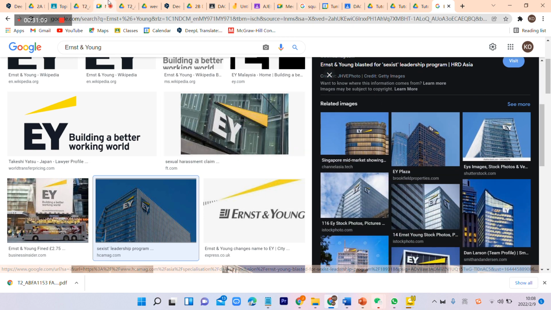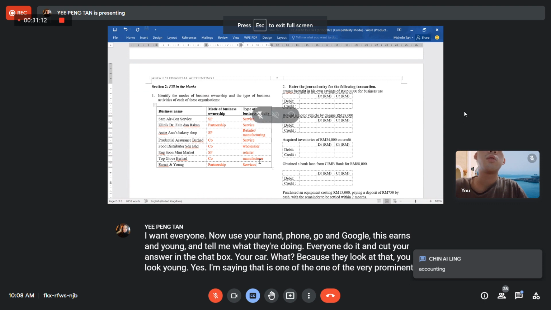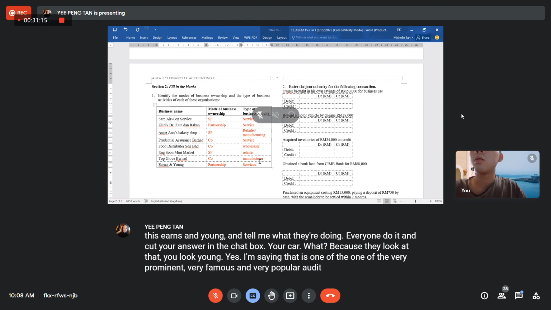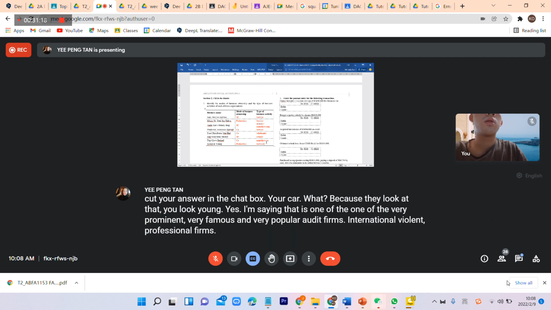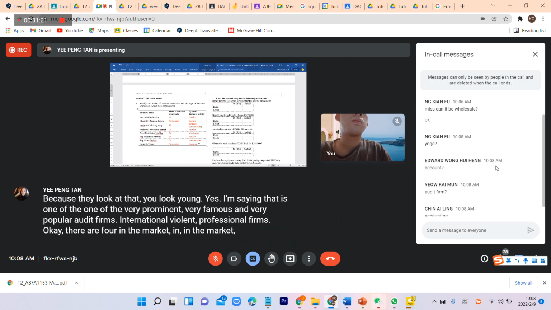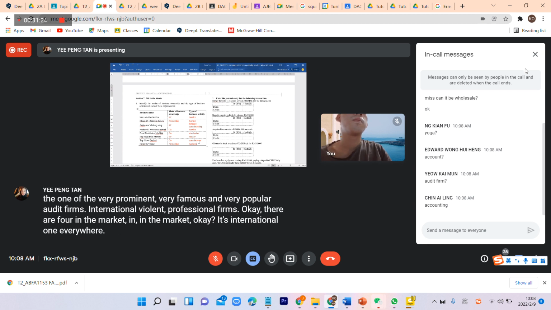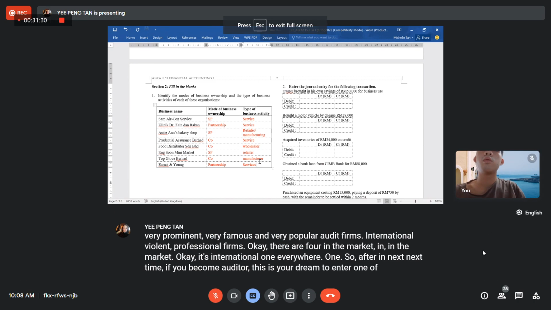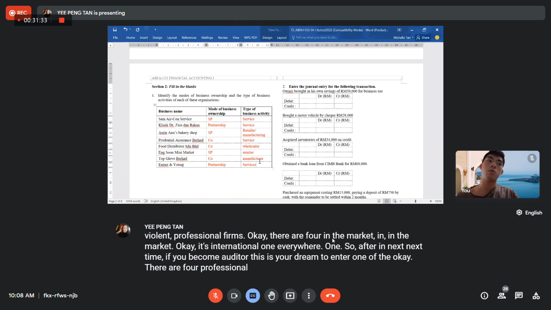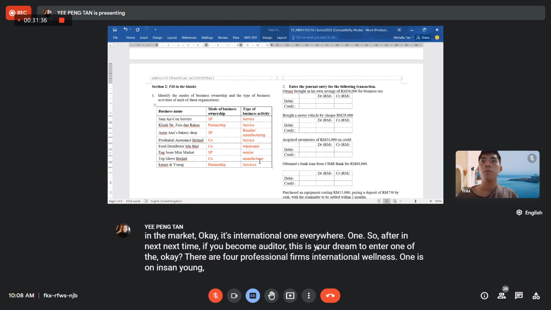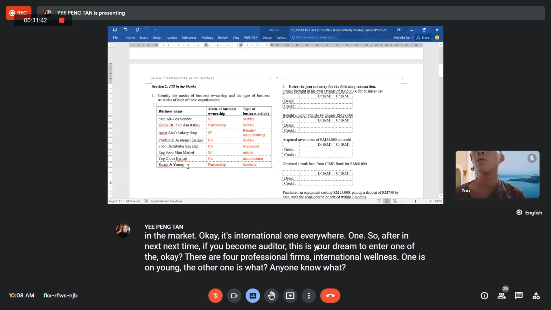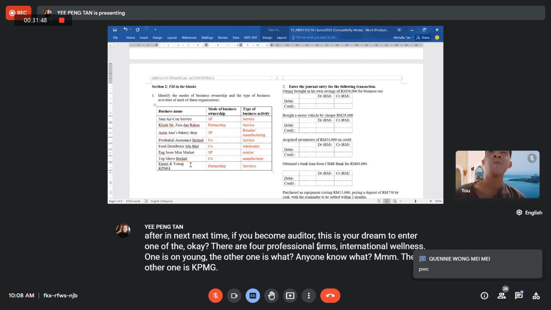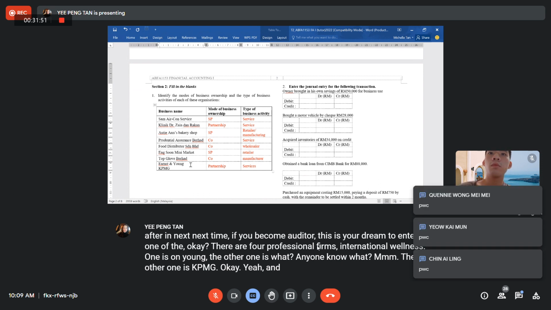Ernst & Young is one of the very prominent, very famous audit firms, internationally well-known professional firms. There are four in the market, international ones, in every country. Next time if you become an auditor, it's your dream to enter one of them. One is Ernst & Young. The others are KPMG, and PwC, which is Pricewaterhouse.